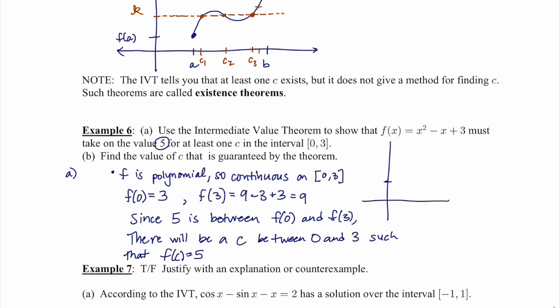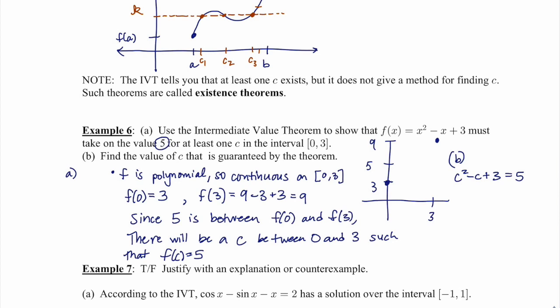we said f of 0 is 3, f of 3 is 9, and I know this function is continuous, so I have to cross 5 along my way between getting from 0, 3 to 3, 9. I know I have to cross it somewhere, and now we're just asked to follow up, because this is a familiar function, find the value of c that actually is guaranteed by this theorem. So we just want to know what's the c value, so that c squared minus c plus 3 is going to be 5.